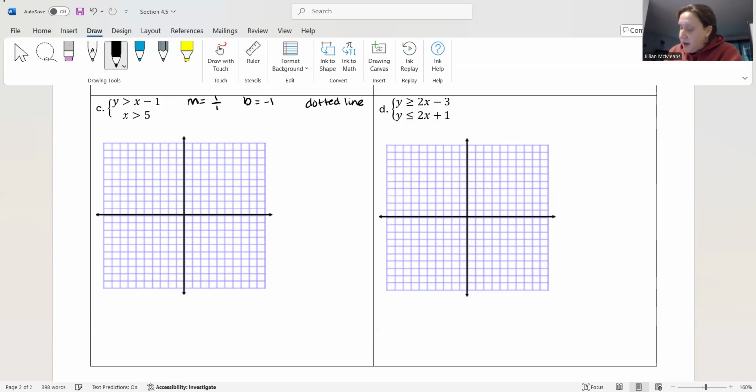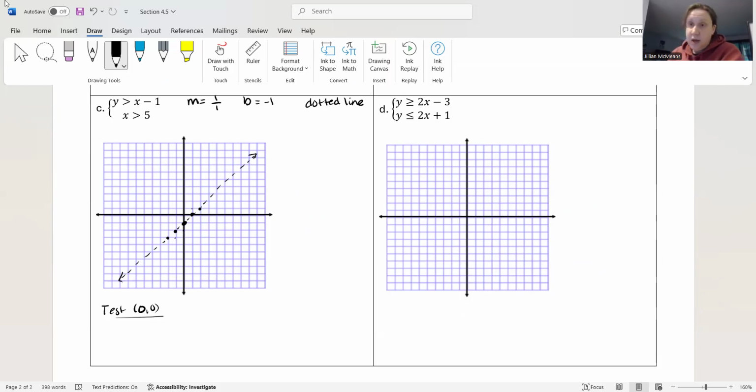So let's see, we get negative 1 on the y-axis, and then my slope, I go up 1 to the right 1, up 1 to the right 1, or I could go down and to the left, down and to the left. Either way, I'm on the same line. We connect with a dotted line, and then we want to test a point. So let's test again the origin. We're close to the origin, but we don't quite go through it, so we can test it.